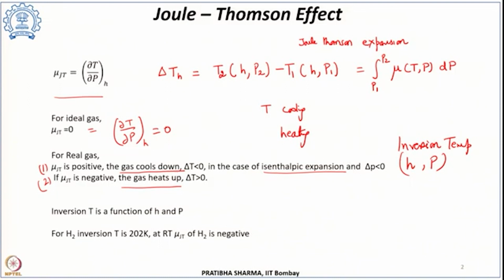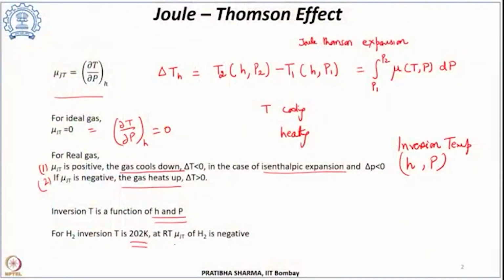Now, this inversion temperature depends on enthalpy and pressure. For hydrogen, this inversion temperature is 202 Kelvin. That means if we want to cool down hydrogen to liquefy it during the liquefaction process using a Joule-Thomson valve or a throttle valve, we have to reduce the temperature of hydrogen below 202 Kelvin, else a negative Joule-Thomson effect will be observed. At room temperature, the Joule-Thomson coefficient is negative for hydrogen. It has a value of minus 0.3 Kelvin per megapascal for hydrogen. This is for normal hydrogen.